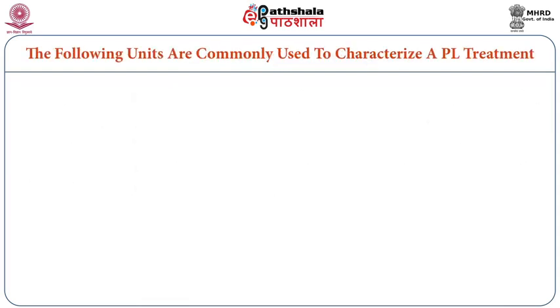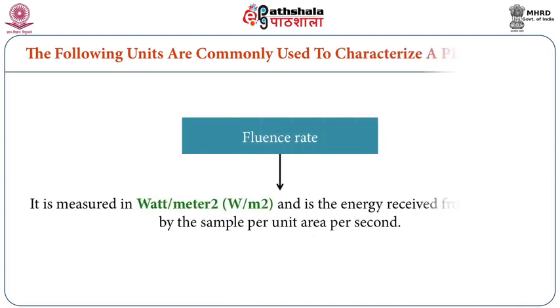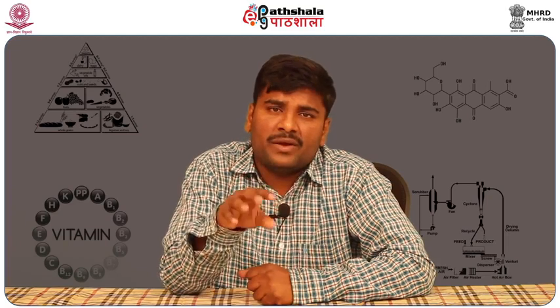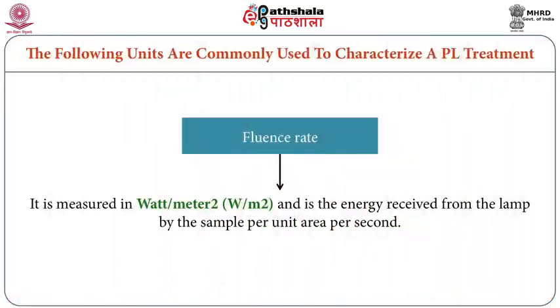The following units are commonly used to characterize the pulsed light treatment. One is the fluence rate. What do you mean by fluence? Fluence is the energy, how much energy is received by the food from the lamp. That is called fluence. Fluence is a kind of dose. So what is the dose rate? Here we already know that 12 kilojoules per centimeter square is the limit, and you are not supposed to expose your food for more than 2 minutes. If you expose your food for more than 2 minutes, there is a problem.